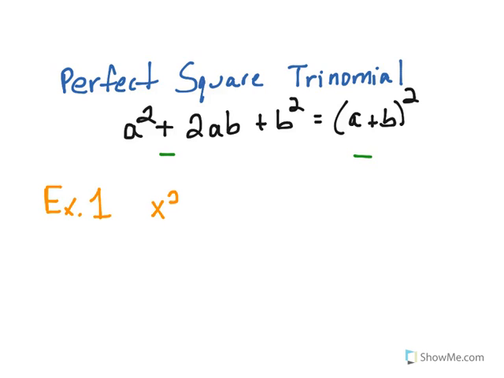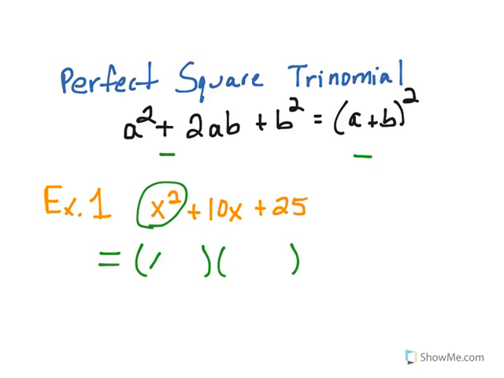We have x squared plus 10x plus 25. You know how to factor this. Anytime that you factor a trinomial, you just open two binomials. Because you know this is x squared, this will be x, and this will be x.